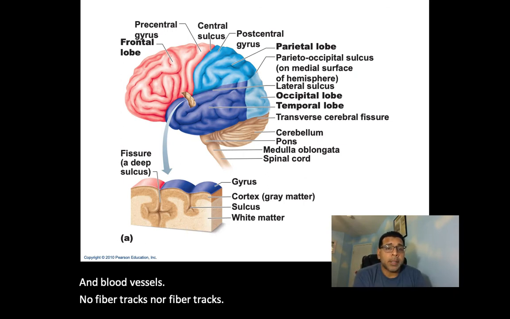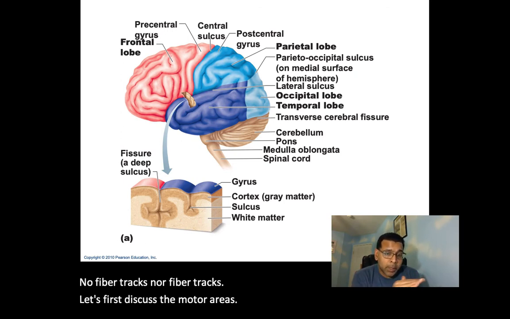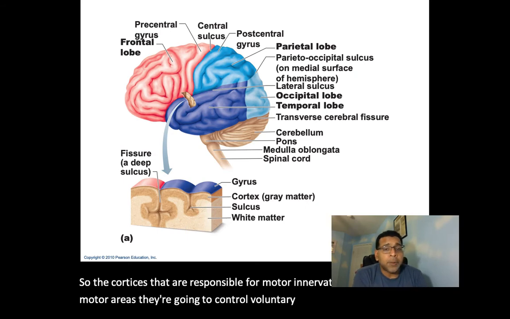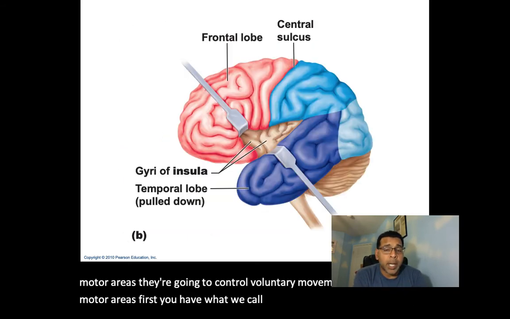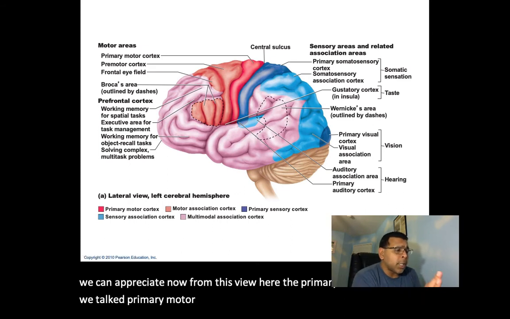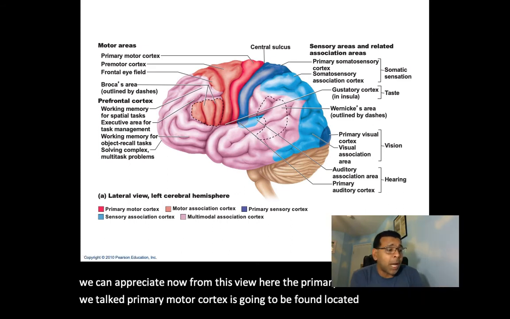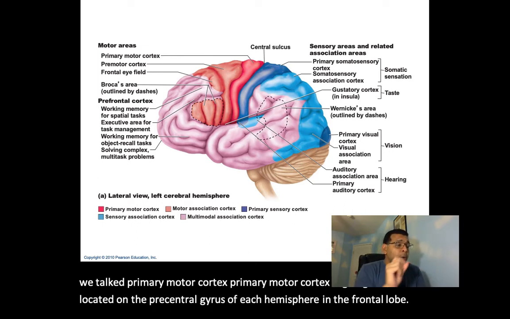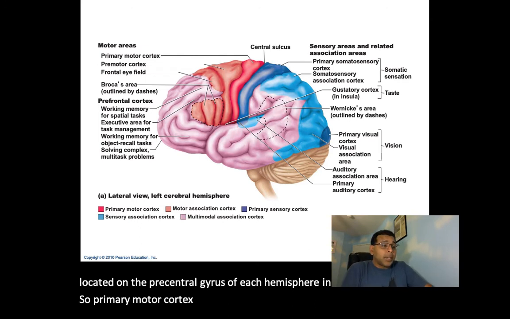Let's first discuss the motor areas, the cortices that are responsible for motor innervation. Motor areas control voluntary movements. First, you have what we call the primary motor cortex. Here we can appreciate it from this view. The primary motor cortex is located on the precentral gyrus of each hemisphere in the frontal lobe.